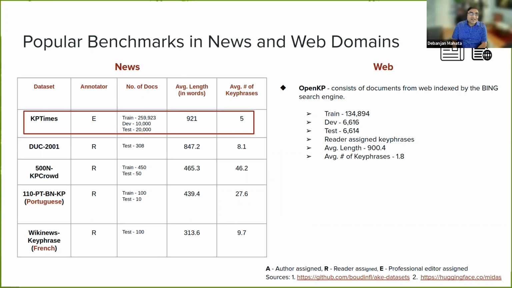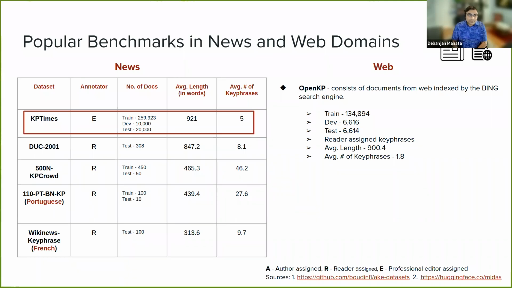And then if you look at the web, there's only one corpus which can be used as a very good benchmark corpus, which is from Microsoft. It has a very good number of articles, and this is a very high quality corpus. They have a lot of annotations, and they did a lot of studies related to annotating key phrases, so it's a very good corpus to train your models on. It's basically documents from the web indexed by the Bing search engine.